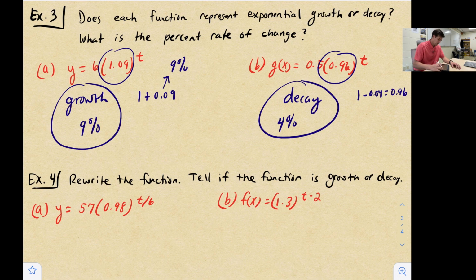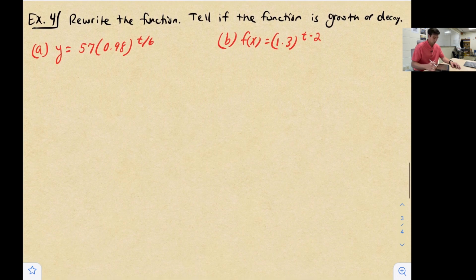All right, last two examples we're going to look at. We're going to rewrite these functions and tell whether they are growth or decay. So if we notice here, look at our exponents, right? We have t divided by 6, and then we have t minus 2. So what this reminds us of is our properties of exponents. So if you want to review that, check out the video in the top right-hand corner.